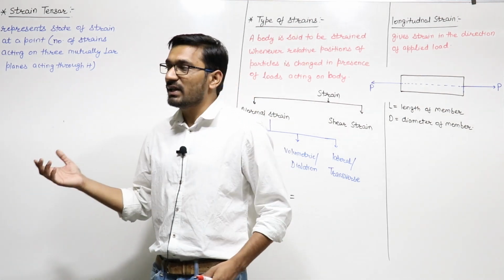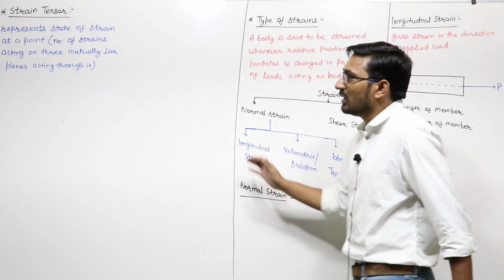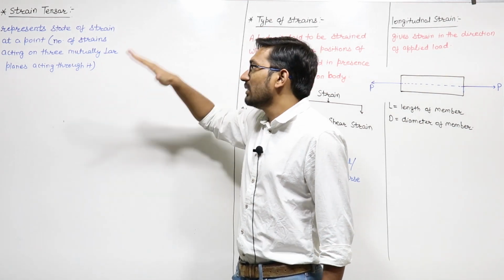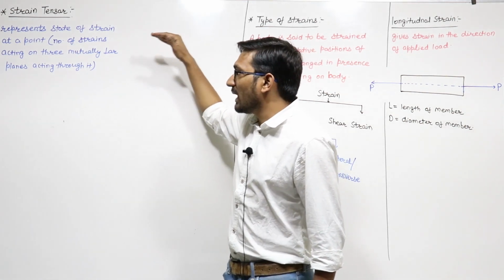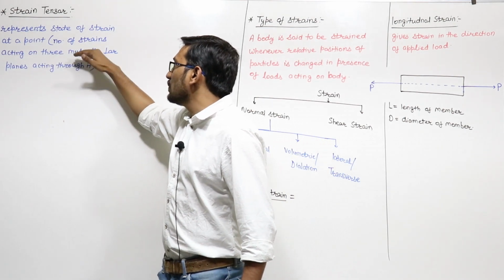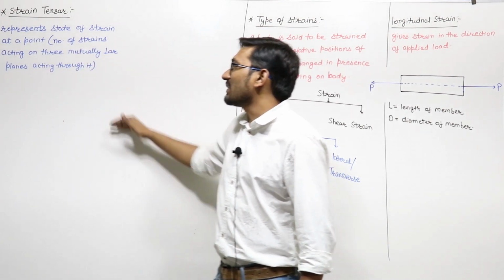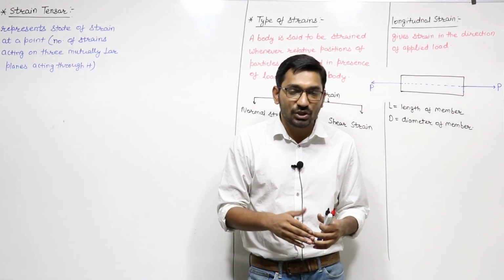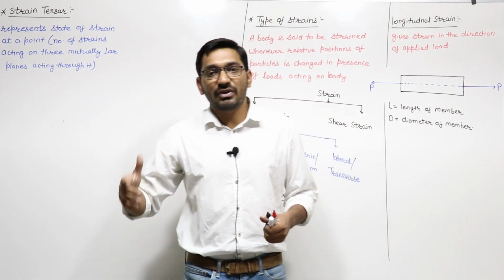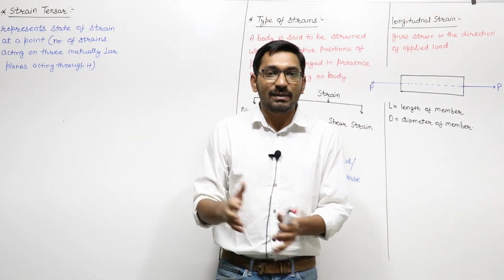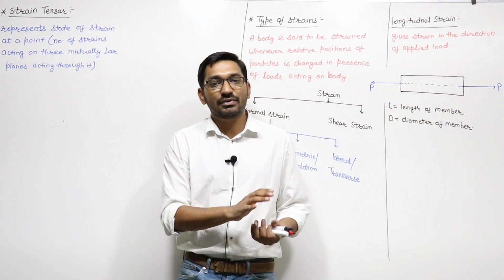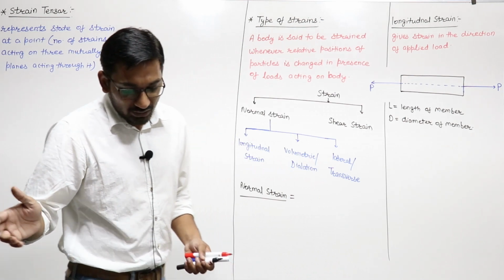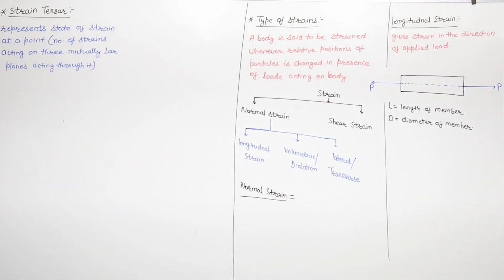The strain tensor is similar to the stress tensor, which also represents the state of strain at a point, that is the strains acting on three mutually perpendicular planes passing through it, right? If any three mutually perpendicular planes are passing through a point, then the strains acting on those three perpendicular planes because of some loading are known as the strain tensor, right? That is similar to the stress tensor.